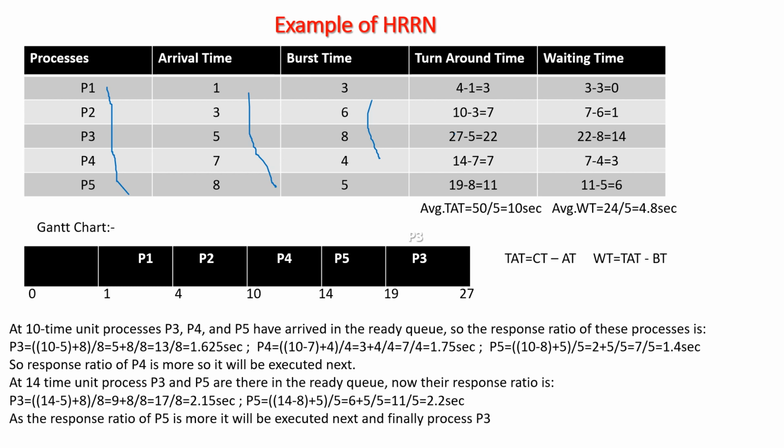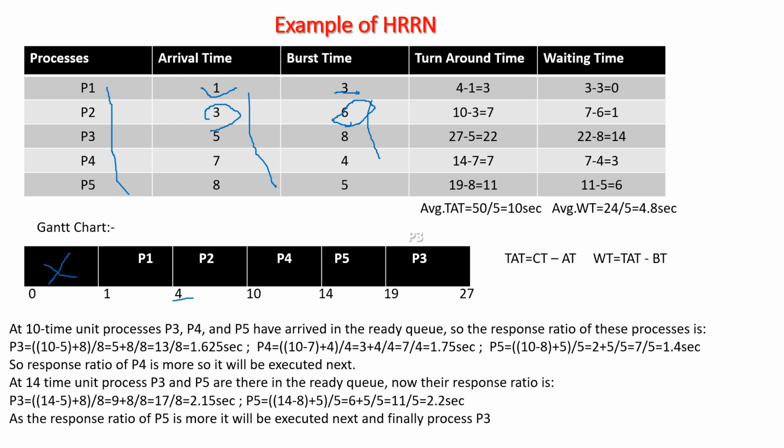We see that the arrival time of process P1 is 1. So from 0 to 1, the CPU is idle. It is not doing anything. At 1, process P1 has arrived. It will be executed for 3 time units, which is its burst time. So 1 plus 3 is 4. At 4 time units, process P2 has arrived and no other process has arrived till 4 time units. Its burst time is 6, so it will be executed till 10 without any interruption, as it is non-preemptive. So 6 plus 4, 10.